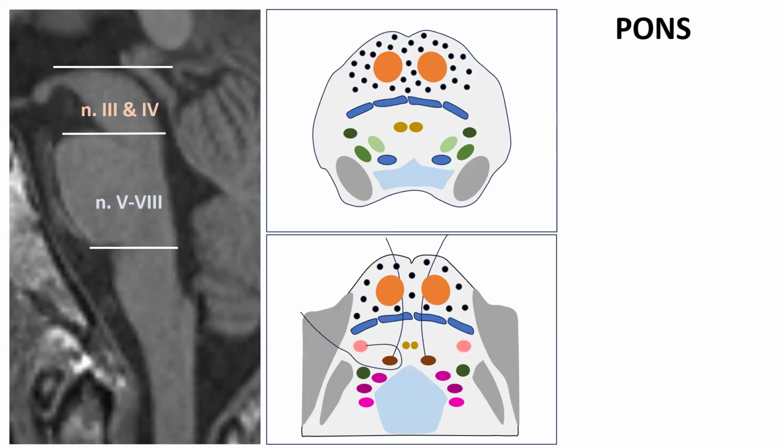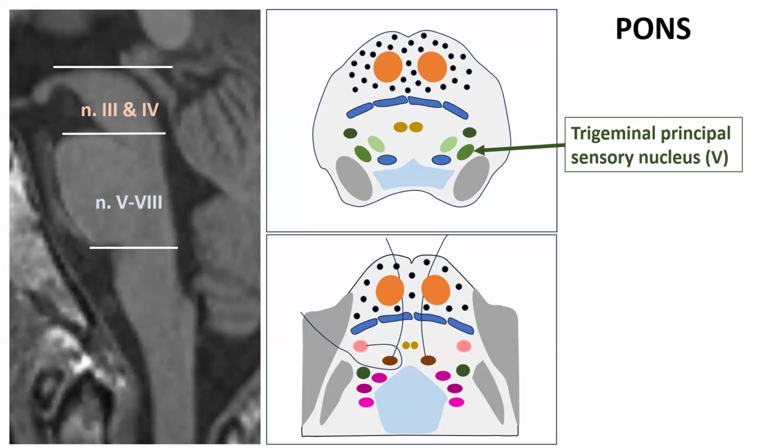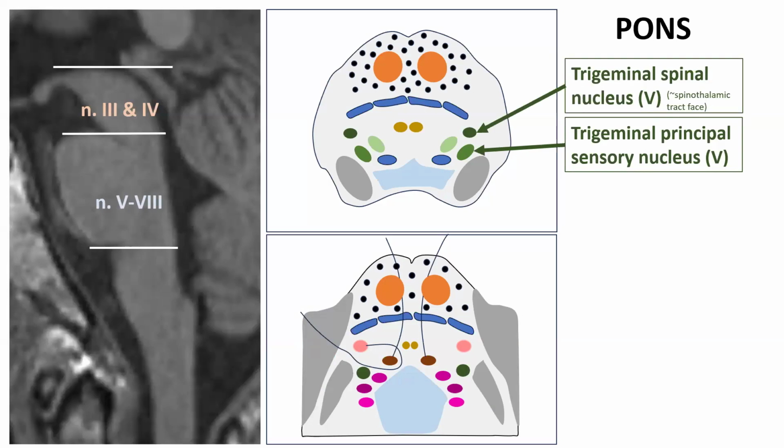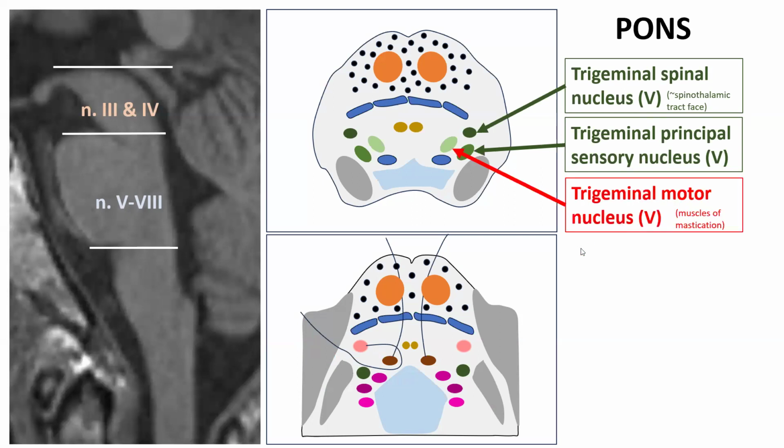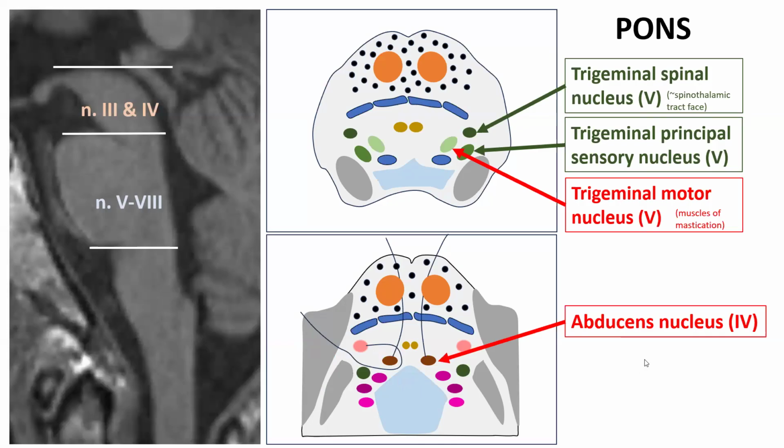At the pons, at the upper pons, we mainly find trigeminal nuclei. We have the principal sensory nucleus of the trigeminus. We also have the trigeminal spinal nucleus. So basically, the spinal nucleus corresponds a bit to the spinothalamic tract of the face, and the principal sensory nucleus to the dorsal columns of the face. And we also have a motor nucleus, the trigeminal motor nucleus, responsible for the innervation of the muscles of mastication.